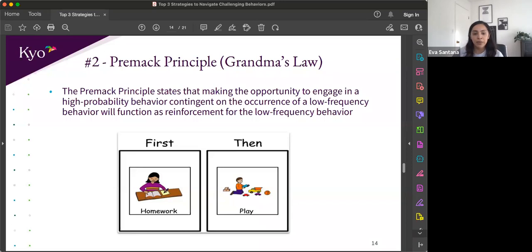A couple other examples are, first we wash hands and then we can go outside, or first we wash hands and then we have our lunch. Maybe lunch is reinforcing.